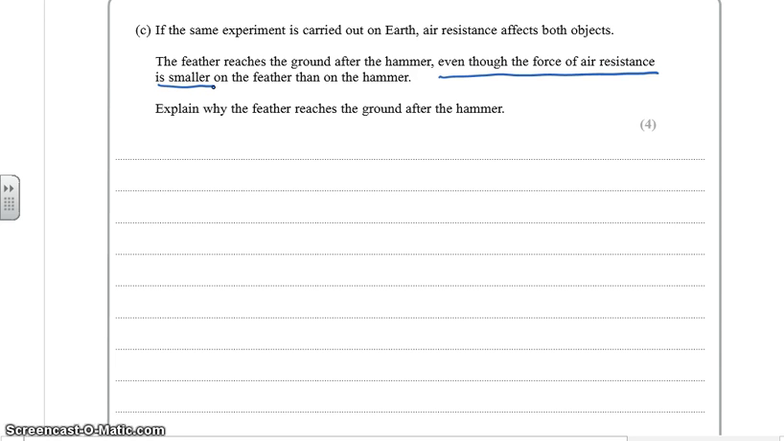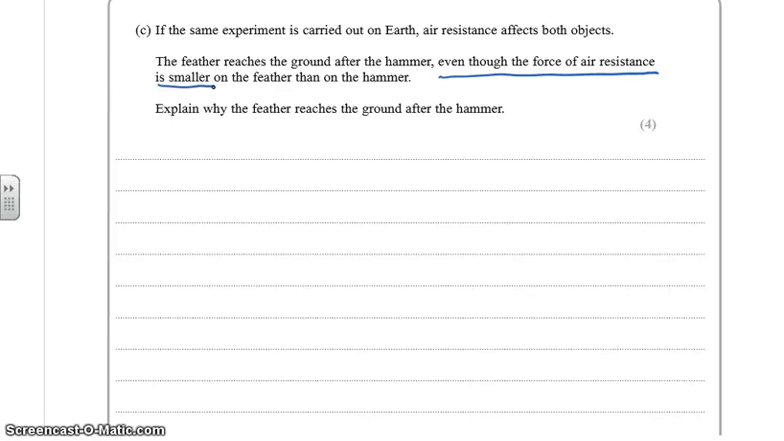Even though the force of air resistance is smaller on the feather than on the hammer, there's two things that affect air resistance, and if you put your hand out in front of you, you'll be able to work these two out. If you move your hand backwards and forwards slowly, then the air resistance is low. If you move it quickly, then the air resistance increases. Now do the same holding your textbook, and what you should feel is, because you've increased the surface area, that now there's a bigger force of air resistance pushing back. So it depends on two things. It depends on the velocity, and it also depends on the surface area.